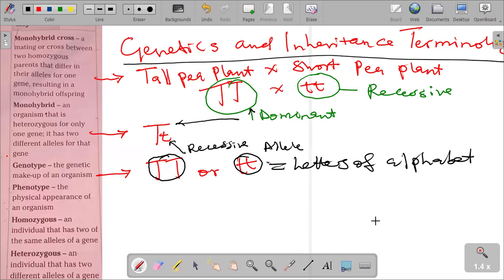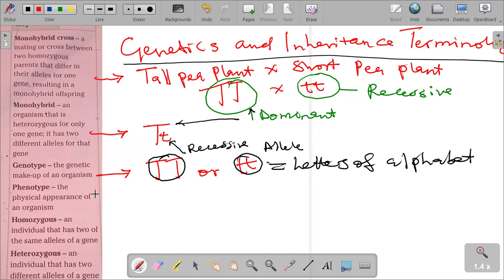Whenever you are asked to give the genotype, understand that it is the genetic makeup that you are looking at: the genes that are making that organism, which give a certain representation when we look at the phenotype.